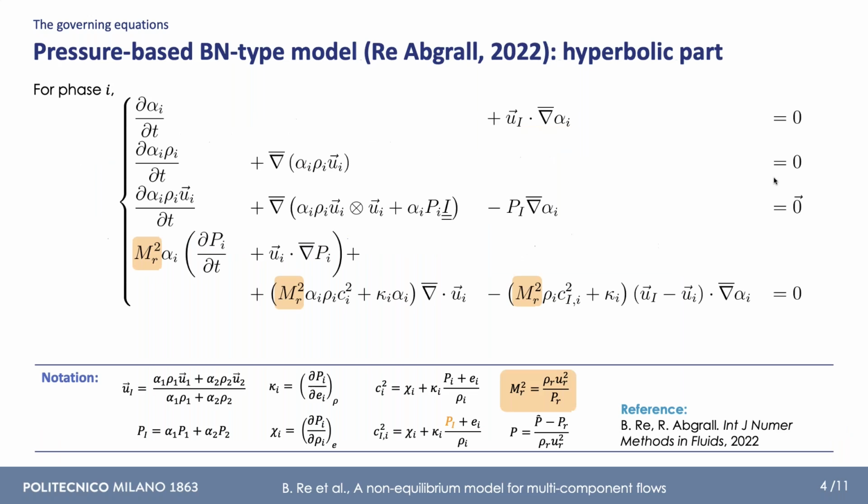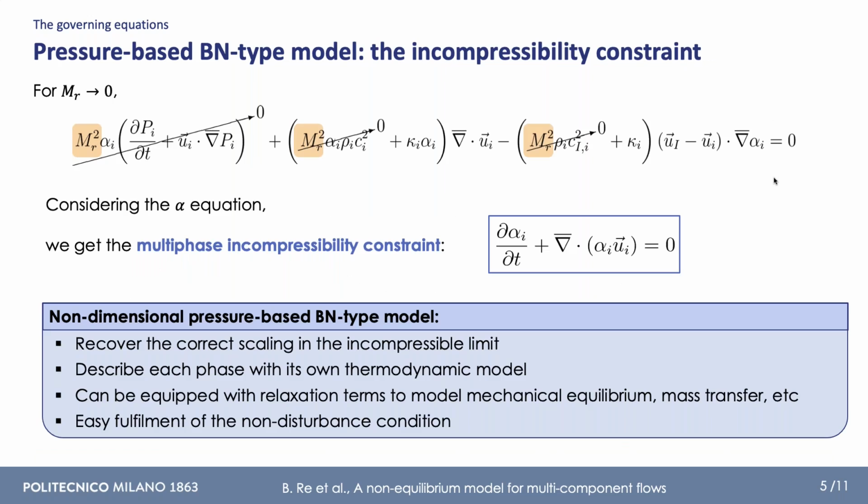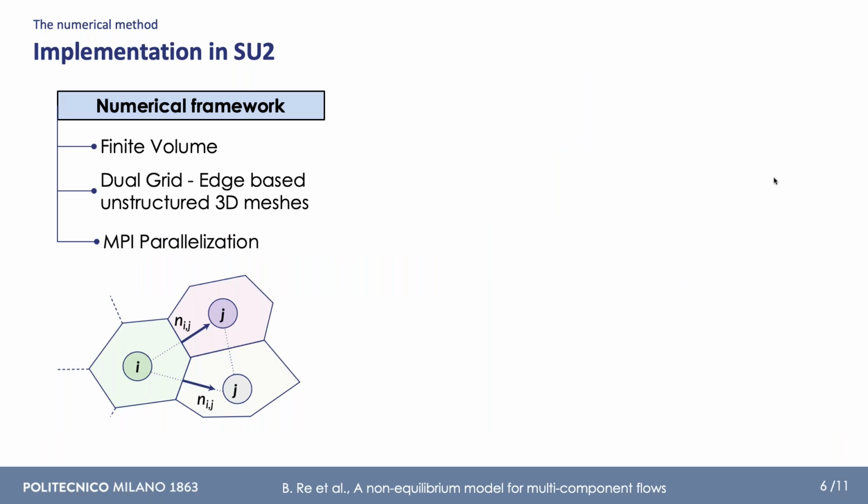Moreover, the model here can be equipped with some relaxation terms. So we can add other source terms that can be used to model mechanical relaxation, so pressure and velocity equilibrium of interfaces, but also mass transfer and other physical processes. Yes, the presence of the pressure equation makes easier the fulfillment of the non-disturbance condition, as we've seen in the previous slide. So now let's speak about the numerical implementation of this model.